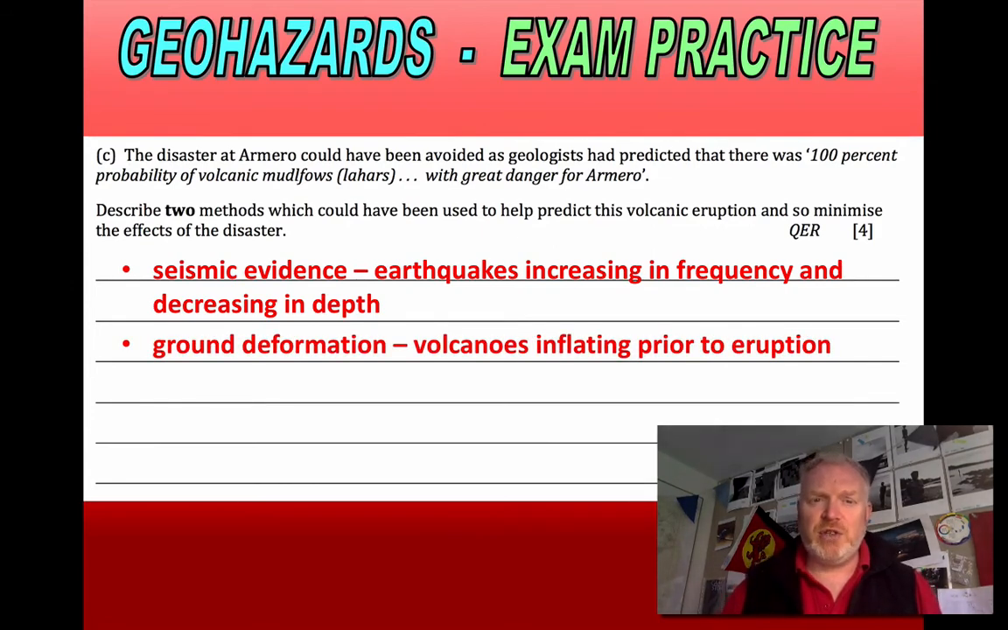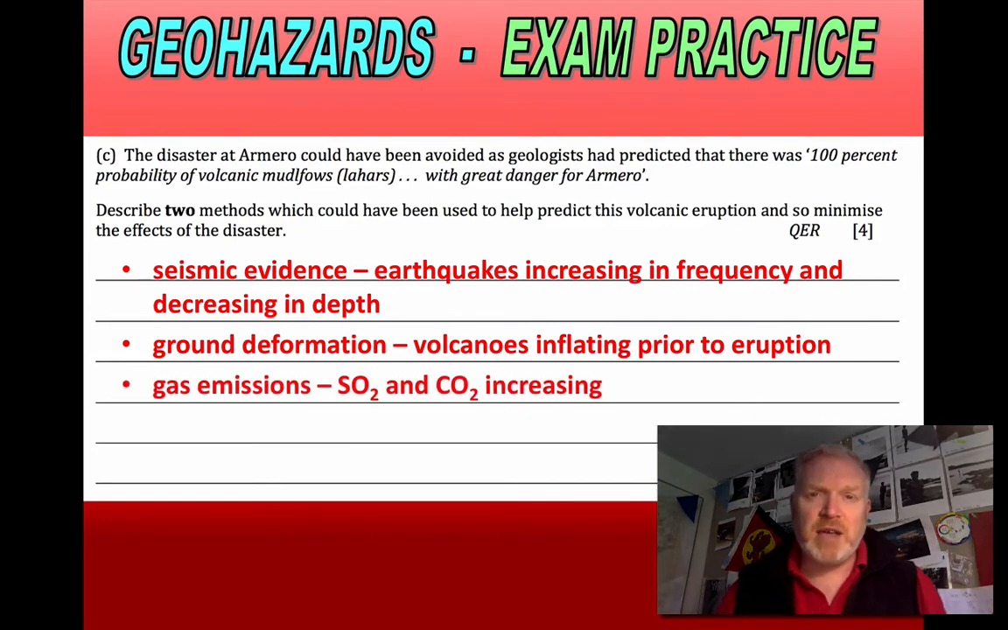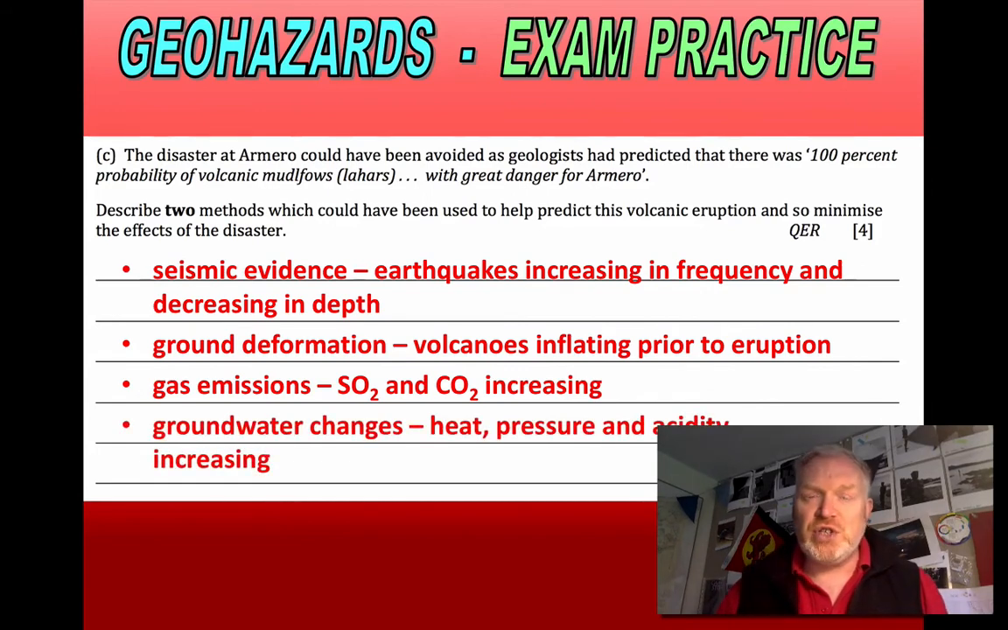We could look at the deformation of the volcano. Is it swelling up as the magma and the gas fills up the magma chamber underneath it? As that magma gets to the surface, would the gas emissions increase? Particularly gases like sulfur dioxide and carbon dioxide, that are indicators of volcanic activity. Or it could be changes in the water in the volcano. Is it getting hotter? Is the pressure increasing on the groundwater? Is the acidity increasing, perhaps as sulfur gets dissolved into it? Any two of those can get you the marks, but you do need to add some extra information, not just listing each factor.